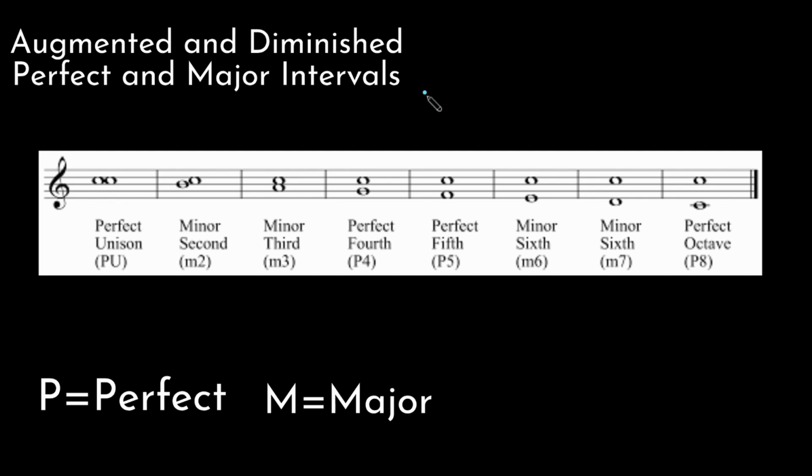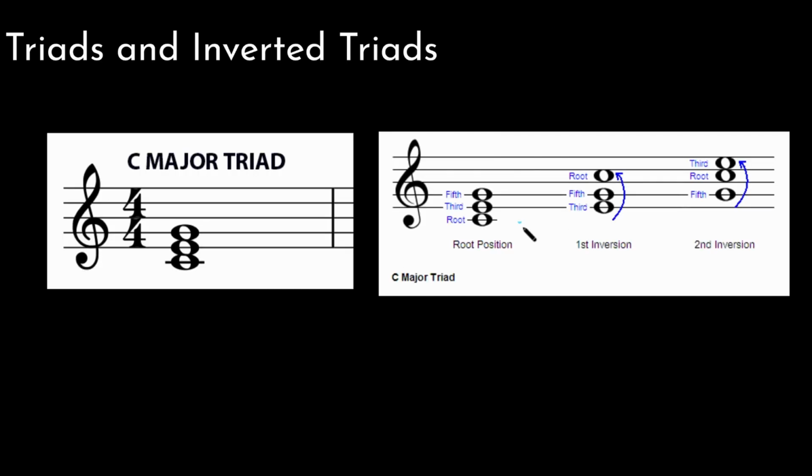Now, let's apply this to minor sixths, for example. That is 10 half steps apart. If it became an augmented major sixth, instead of 10 half steps, it would be 11 half steps. And if it were to become a diminished minor sixth, instead of 10 half steps, it would be 9 half steps.